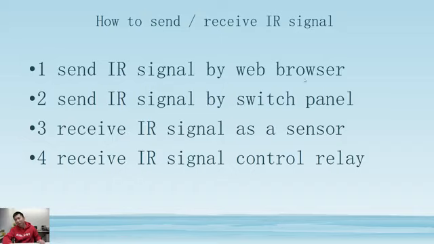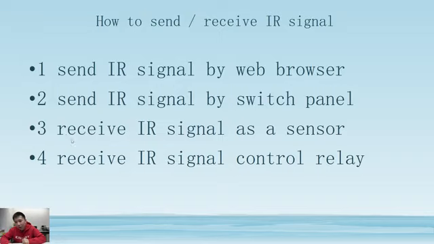So this is some different cases. One is send IR signal by web browser. Maybe you can send a signal by computer, by mobile phone. Just open your web browser and you can easily send the signal to control air conditioning. And the second, send IR signal by a switch panel, by a wall switch. This time you can define your wall switch button to control air conditioning or control the TV.